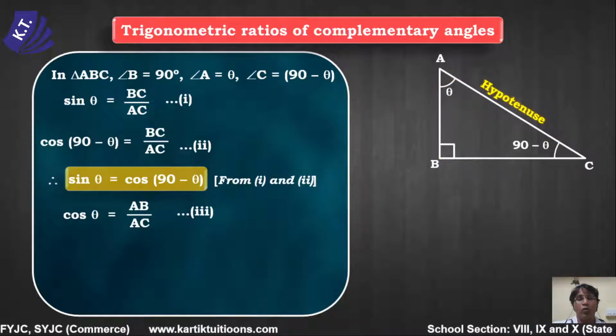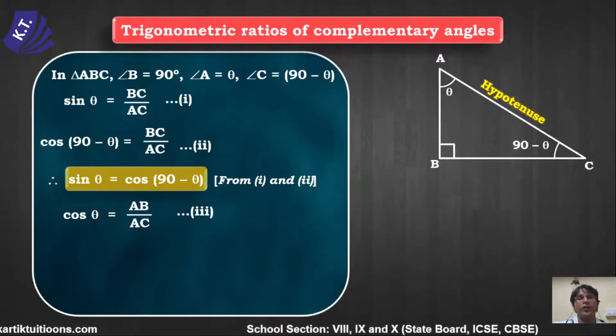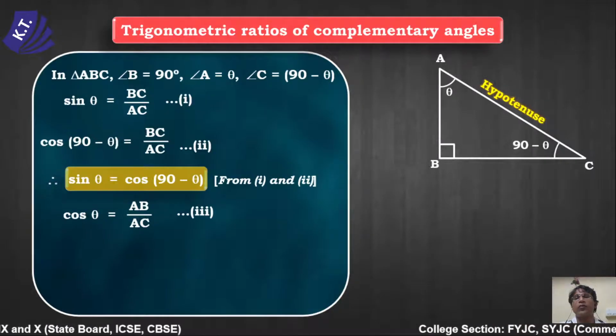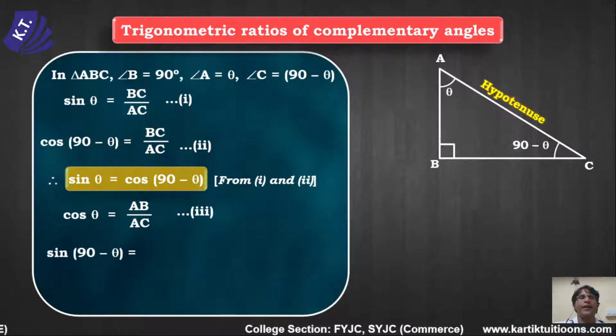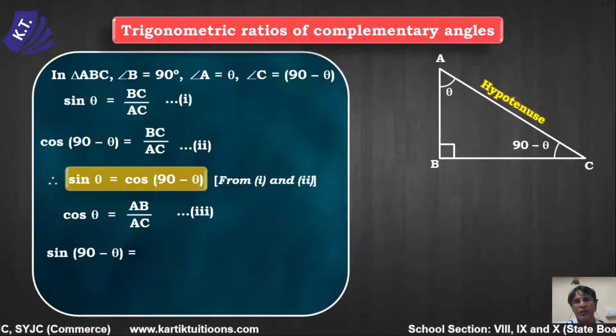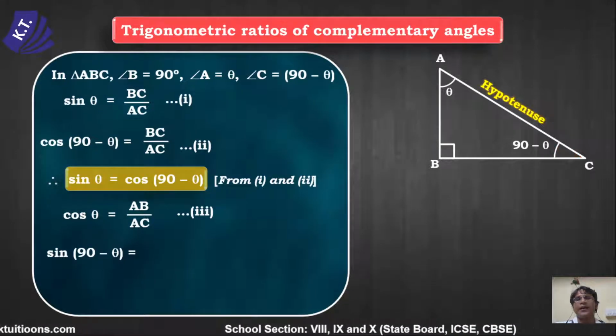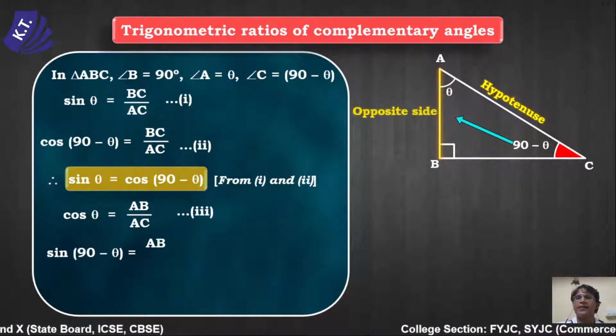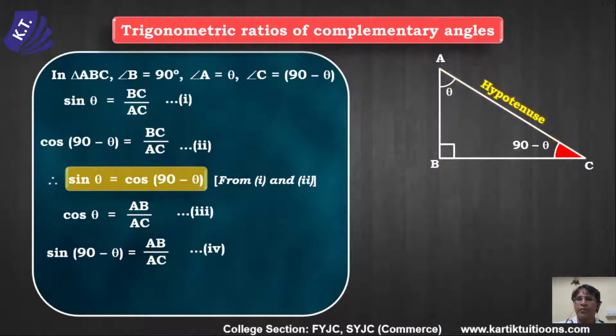Now as I told you, cos is a complementary trigonometric ratio of sine. In the same way sine is also the complementary trigonometric ratio of cos. So let's talk about sine 90 minus theta. Now sine theta is what? Opposite side upon hypotenuse. So here sine 90 minus theta will give us AB upon AC. Let this be equation number 4.